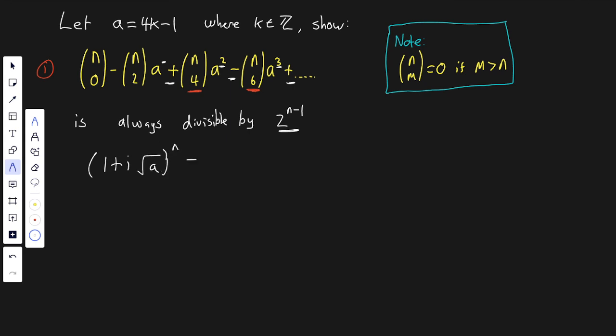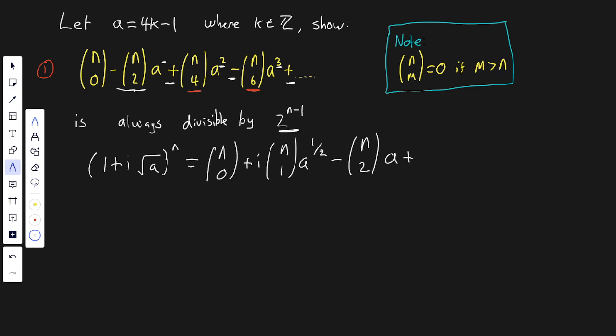And this one gets kind of close. We get n choose 0 plus i n choose 1 a to the half, minus n choose 2 a, which matches up with this, plus, well, actually no, still minus i n choose 3 a to the 3 over 2, and finally we get plus n choose 4 a squared, and the terms continue on like this. Now this is pretty close, but we've got these terms that we don't want.